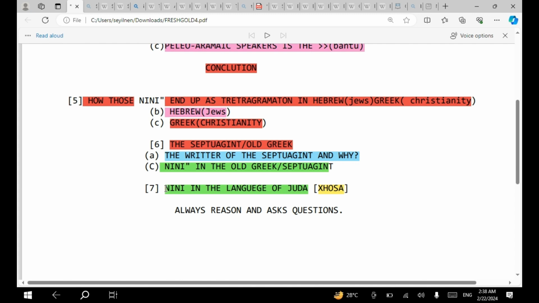For this cause SO-NINI gave them up to vile affections, for even their women did change the natural use into that which is against nature. You have seen it. You knew it. SO-NINI has given them to a reprobate mind void of correction. You can't correct them. Their unrighteousness, their uncleanness.